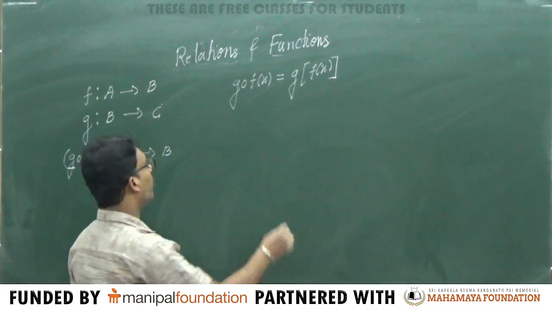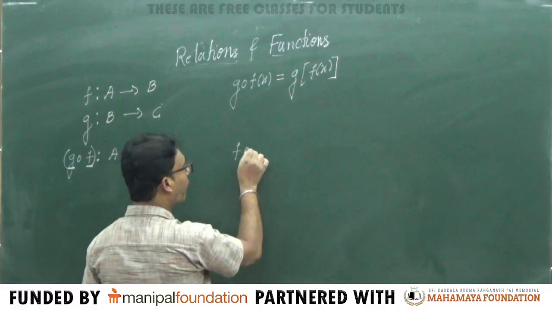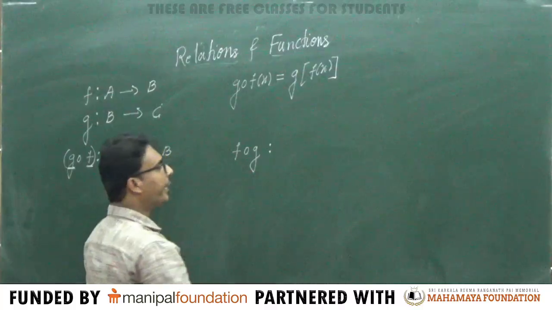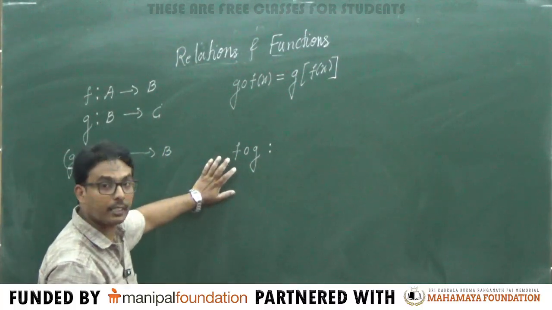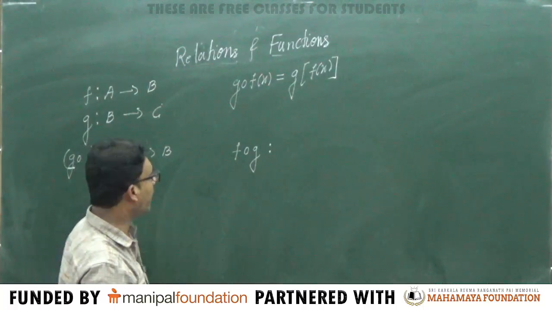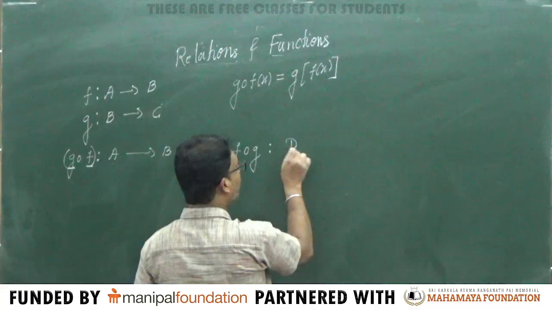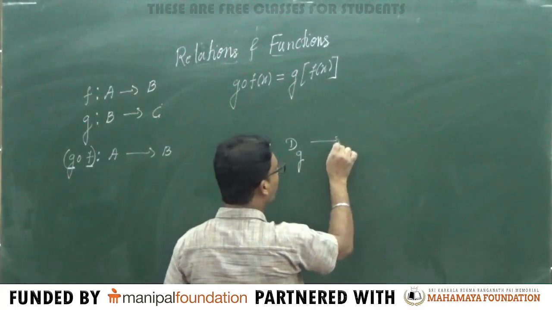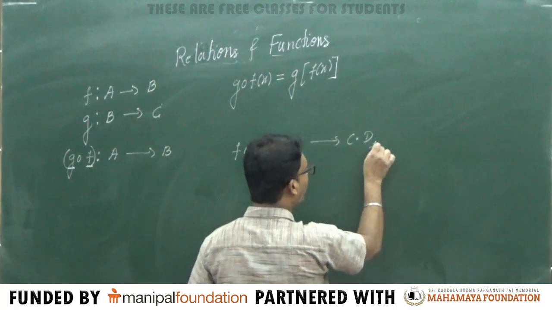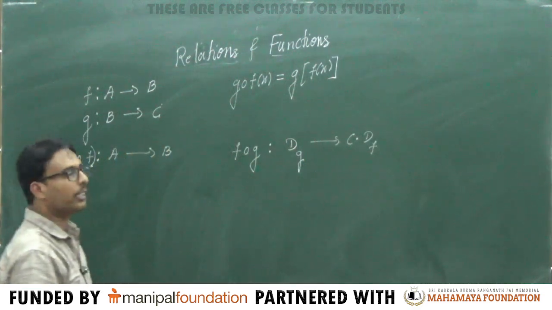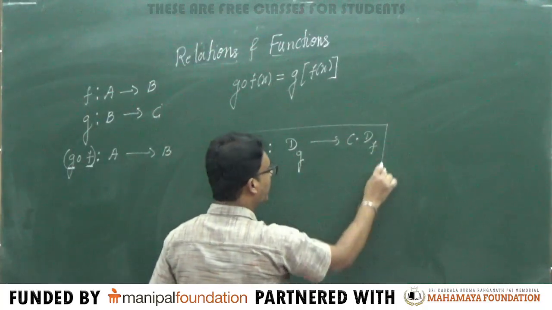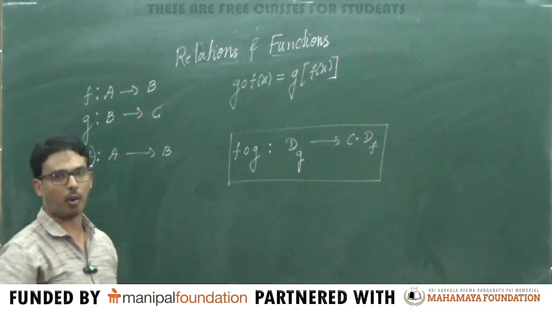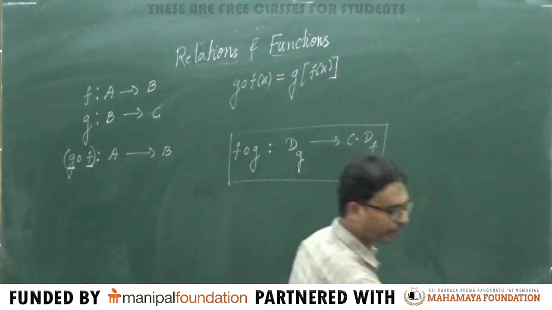And whenever you define the composition f composition g, in this composition g is the innermost function and f is the outermost function. This is a function from the domain of the innermost function to the codomain of the outermost function. So this is the idea to know which is the domain and which is the codomain of a given composition function.